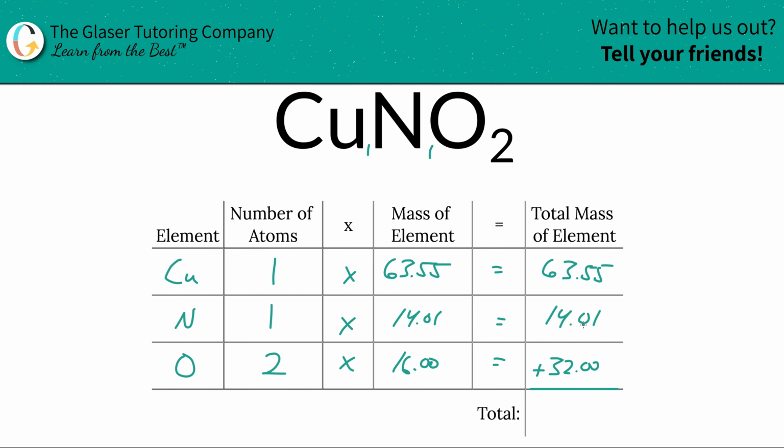And then we're simply going to add this column on up now to find the total mass of the entire element, all right, or excuse me, entire compound, not the element. So when we add those together, it's going to be 109.56. Vocabulary always gets me, but what are you going to do? And the units down here are in terms of AMU, atomic mass units. That's because we're solving for molecular mass.